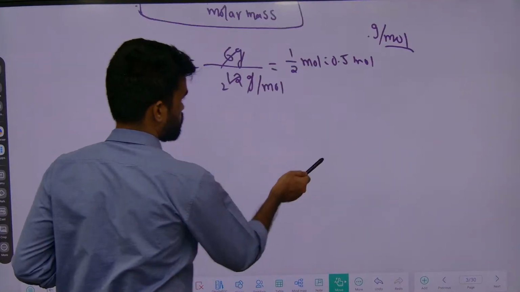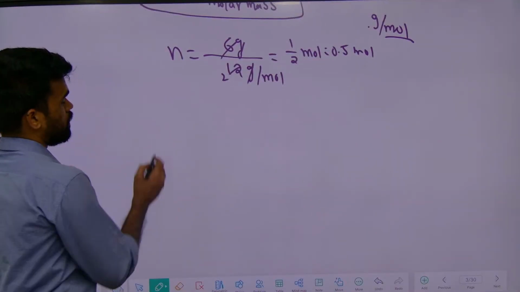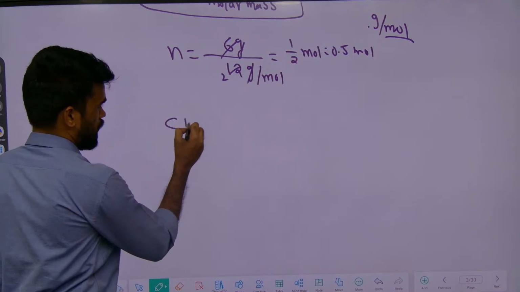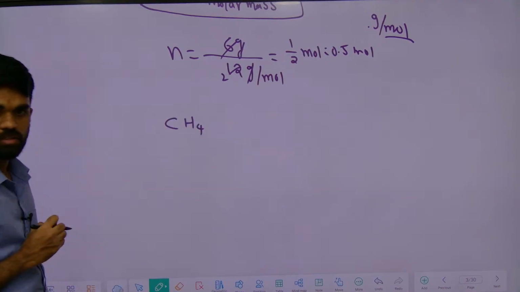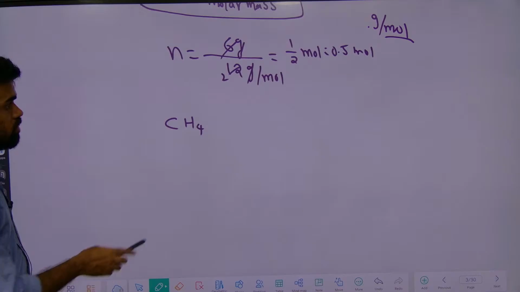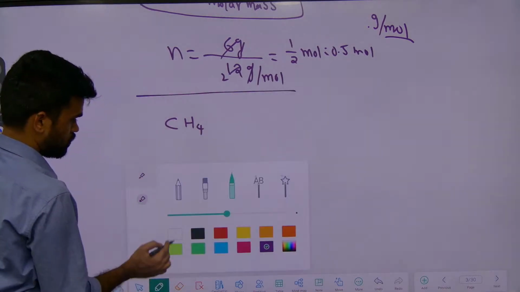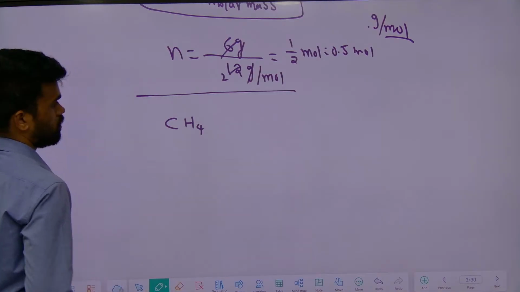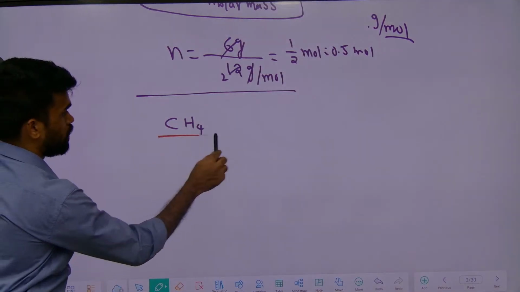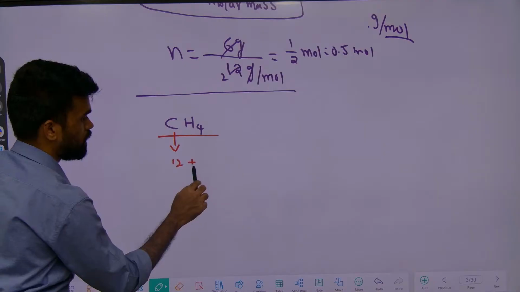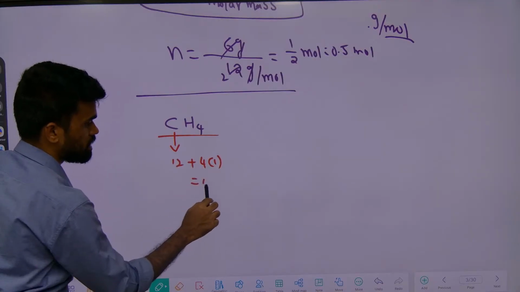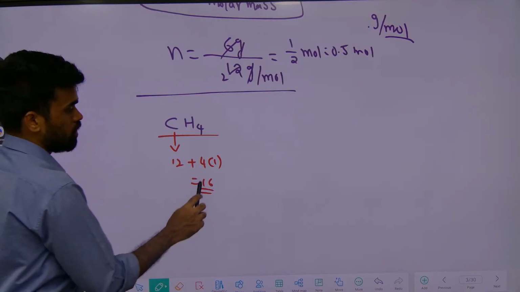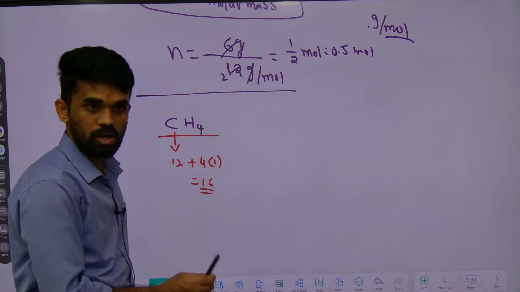Next. So for example, I think you know how to calculate its molecular weight. Tell me how to calculate. For carbon it is 12 plus 4 into 1. So it is 16. This is very simple. So molar mass means 16 gram per mole you can express.